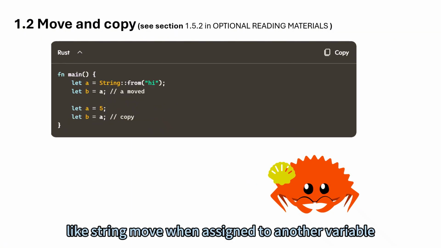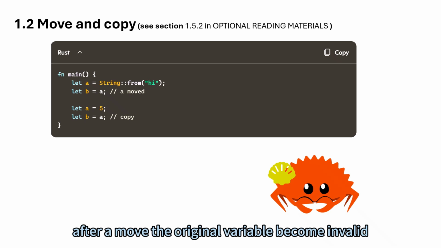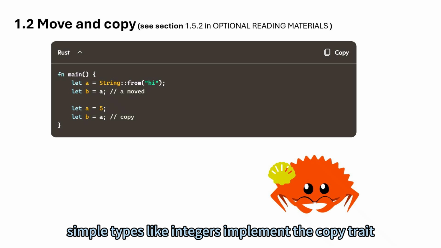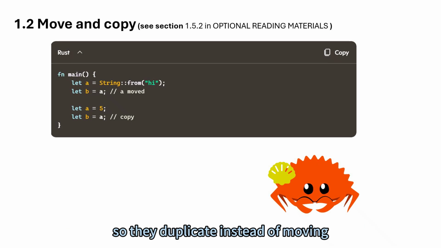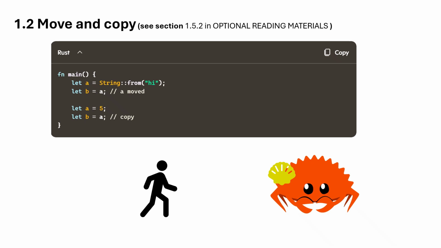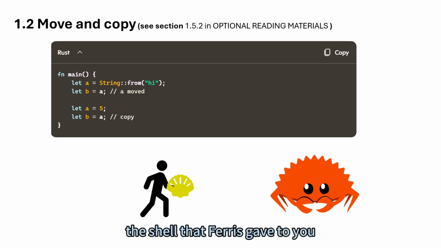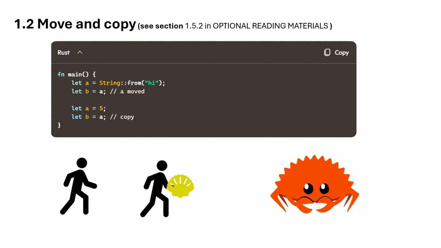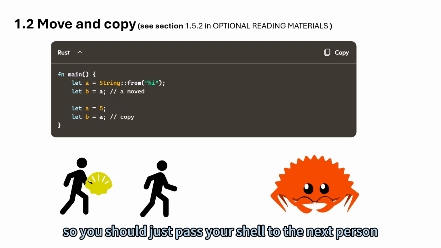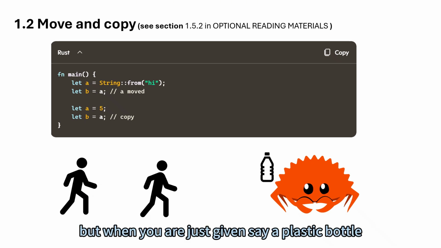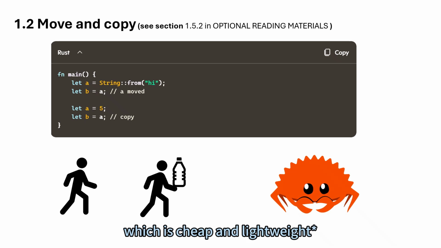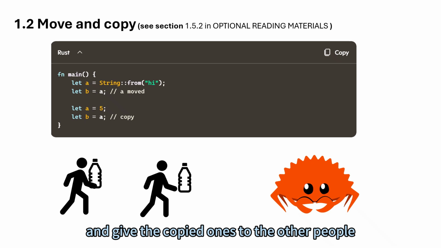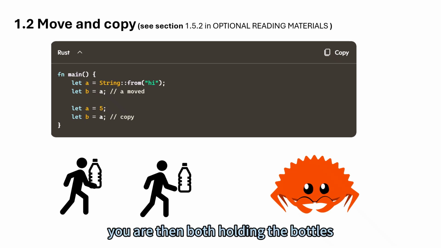Some types, like String, move when assigned to another variable. After a move, the original variable becomes invalid. Simple types, like integers, implement the Copy trait, so they duplicate instead of moving. Imagine again, the shell that Ferris gave to you is heavy and expensive. Making a copy of it would be expensive, so you should just pass your shell to the next person who wants it. But when you are just given, say, a plastic bottle, which is cheap and lightweight, you can simply copy it and give the copied ones to the other people. You are then both holding the bottles.